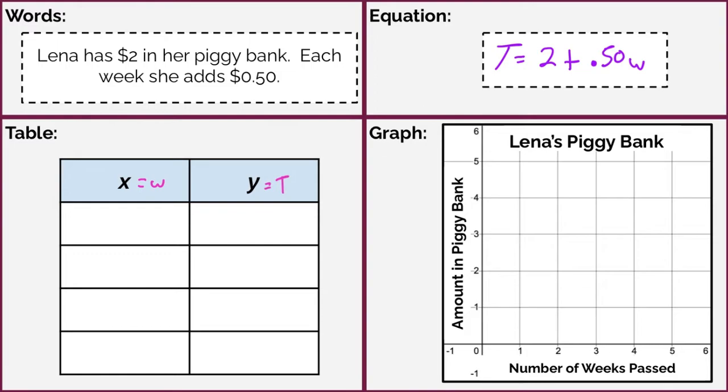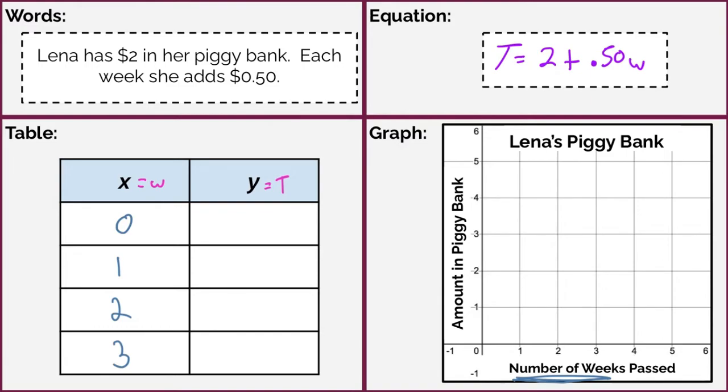So let's start by putting out the number of weeks. And we can pick any number that we want to put in our table. But if we're looking over at our graph, we can see that we have the number of weeks labeled 1 through 6. So if we pick numbers that are above 6, they're not going to be on our graph. So we want to make sure that we pick numbers that are going to be on our graph. So I'm going to pick 0 weeks, 1 week, 2 weeks, and 3 weeks. Again, you can pick any numbers that you want, but you probably want to make sure that they show up on the graph.